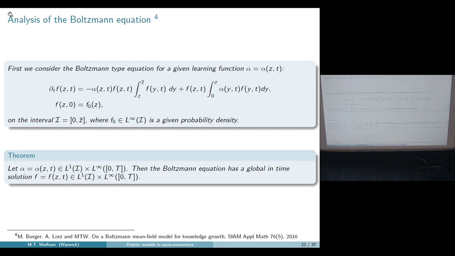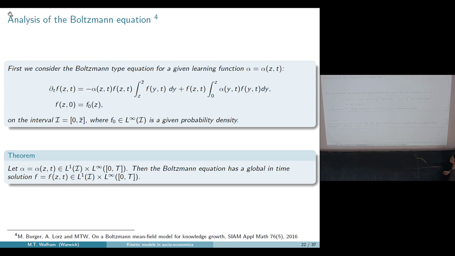What you usually do is you have a look at the problems themselves. So we have, you remember, the Boltzmann equation, and we have the Hamilton-Jacobi-Bellman equation. If I now just look at the Boltzmann equation and say, okay, I have an alpha of z, t, so no coupling, it's given, it's a nice function. In this case here, it's L1 times L-infinity, so L1 in space, time. Can I say that this problem has a solution? And the answer is, well, yes, that's actually Carathéodory. It's not too hard. Just splitting the problem in two and then trying to do a fixed point argument, that's just the first part, so that's not too hard.